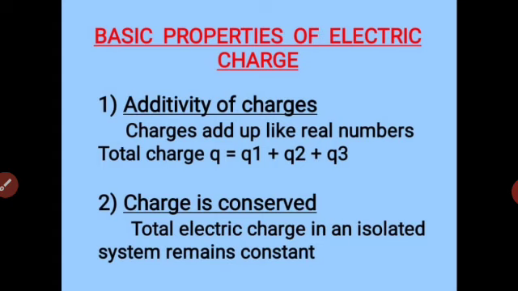The second property is that charge is conserved. That is, the total electric charge in an isolated system remains constant. We cannot create charge as it is, neither can we destroy it. It can get nullified due to the presence of opposite charge, but the total charge of the system remains conserved.